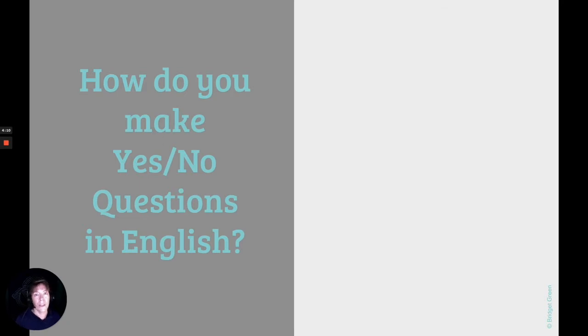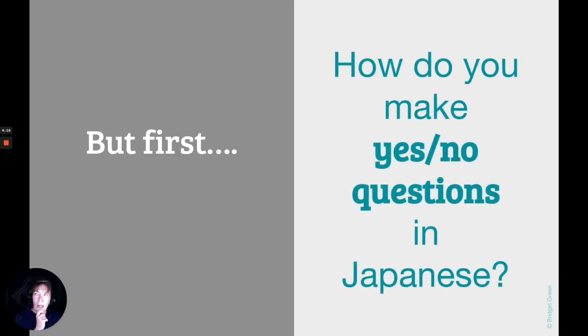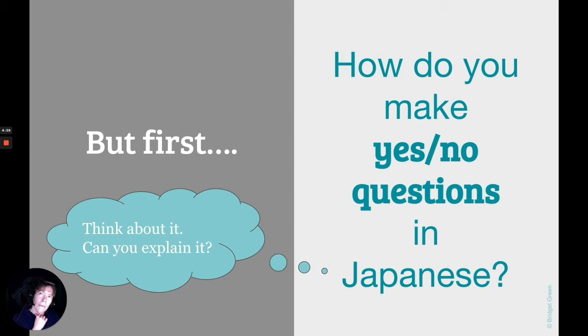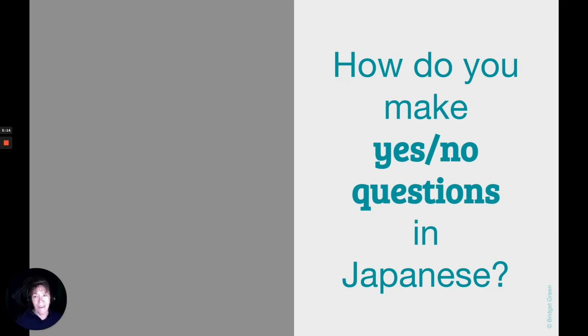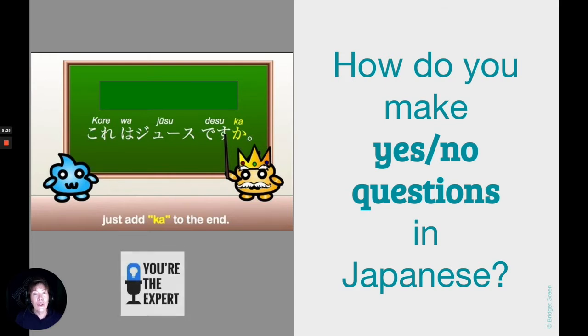Right, so here we are. How do you make yes-no questions in English? Wait. Before we talk about this, let's think about how you make yes-no questions in Japanese. Let's just think about that for a minute. It's a good idea to compare your grammar to the grammar in English. It will help you understand both of them better. Okay? So here's my answer. In Japanese, これはジュースですか? You just put ka on the end. Is that right? You are the expert, so you will have to tell me.